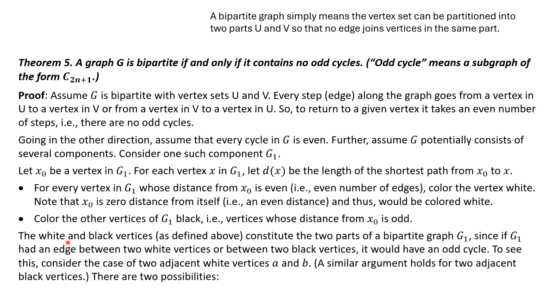So the white and black vertices, as defined above, constitute the two parts of a bipartite graph G_1, since if G_1 had an edge between two white vertices or between two black vertices, it would have an odd cycle. To see this, consider the case of two adjacent white vertices A and B. A similar argument holds if we had an edge between two adjacent black vertices. So we have two possibilities, and I'll talk about those on the next slide.